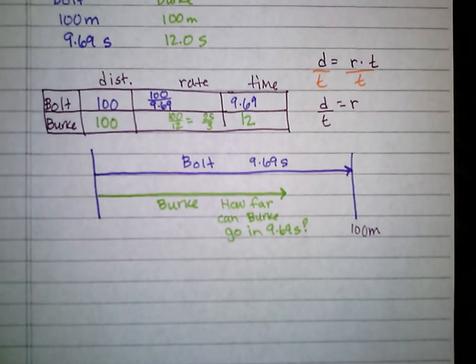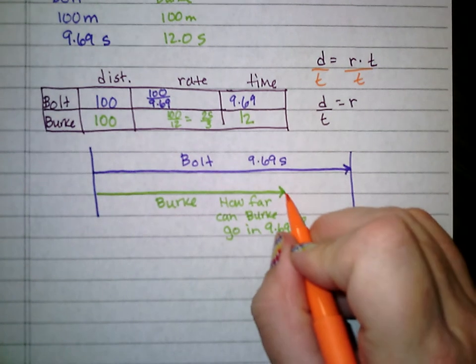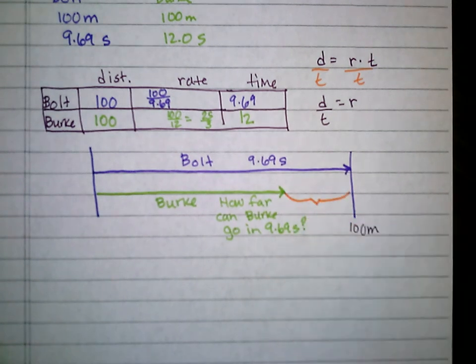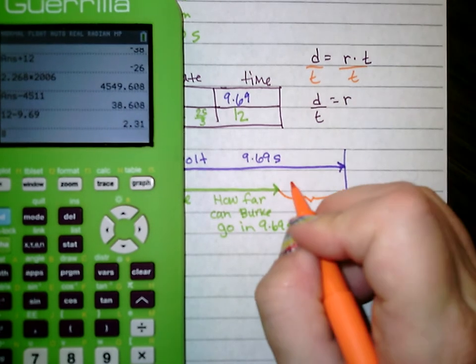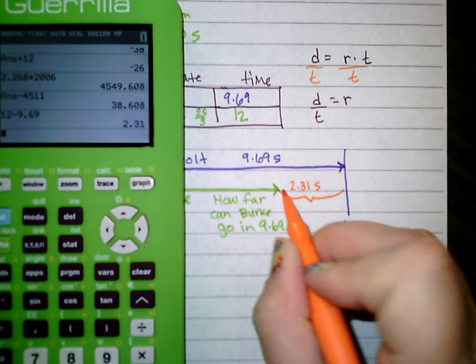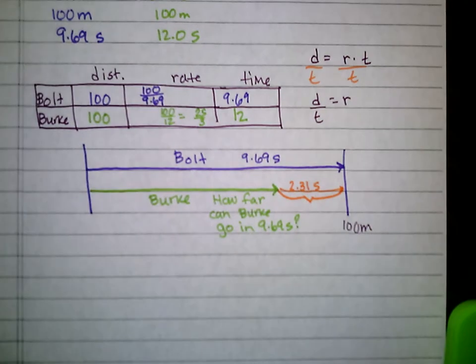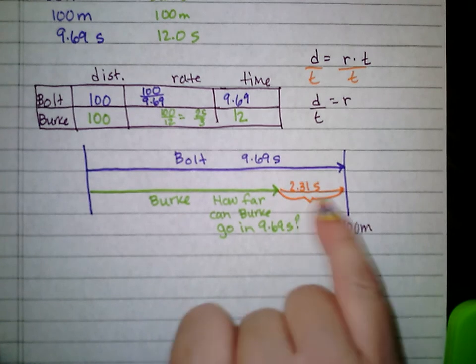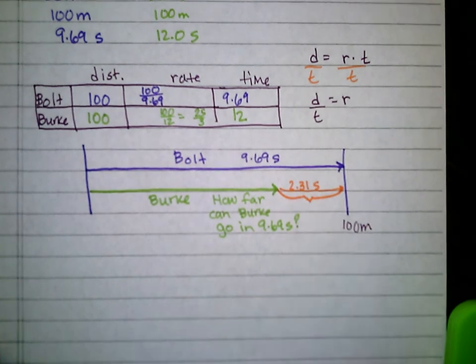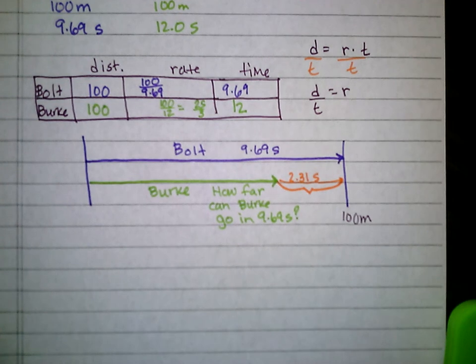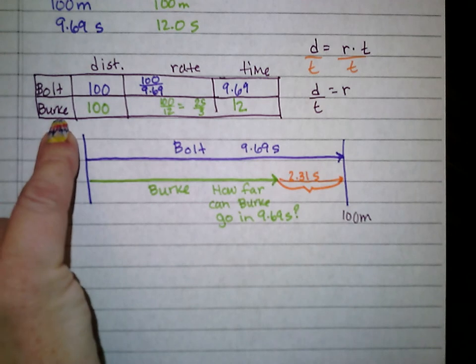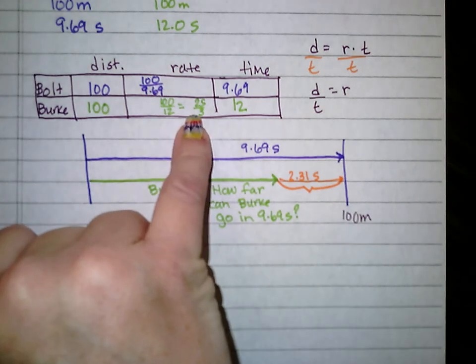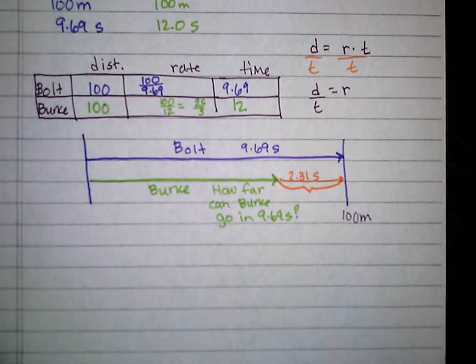Or I guess we could also figure out how far Burke is going to go in that remaining time, which would be, what is that? 12 seconds minus 9.69. 2.31 seconds. We could also figure out that. So either way, we need to figure out what this distance is here that Burke is going to be short. Like, where is he going to be when Bolt gets to the finish line? So Burke's rate is 25 over 3, and Bolt's rate is 100 over 9.69.